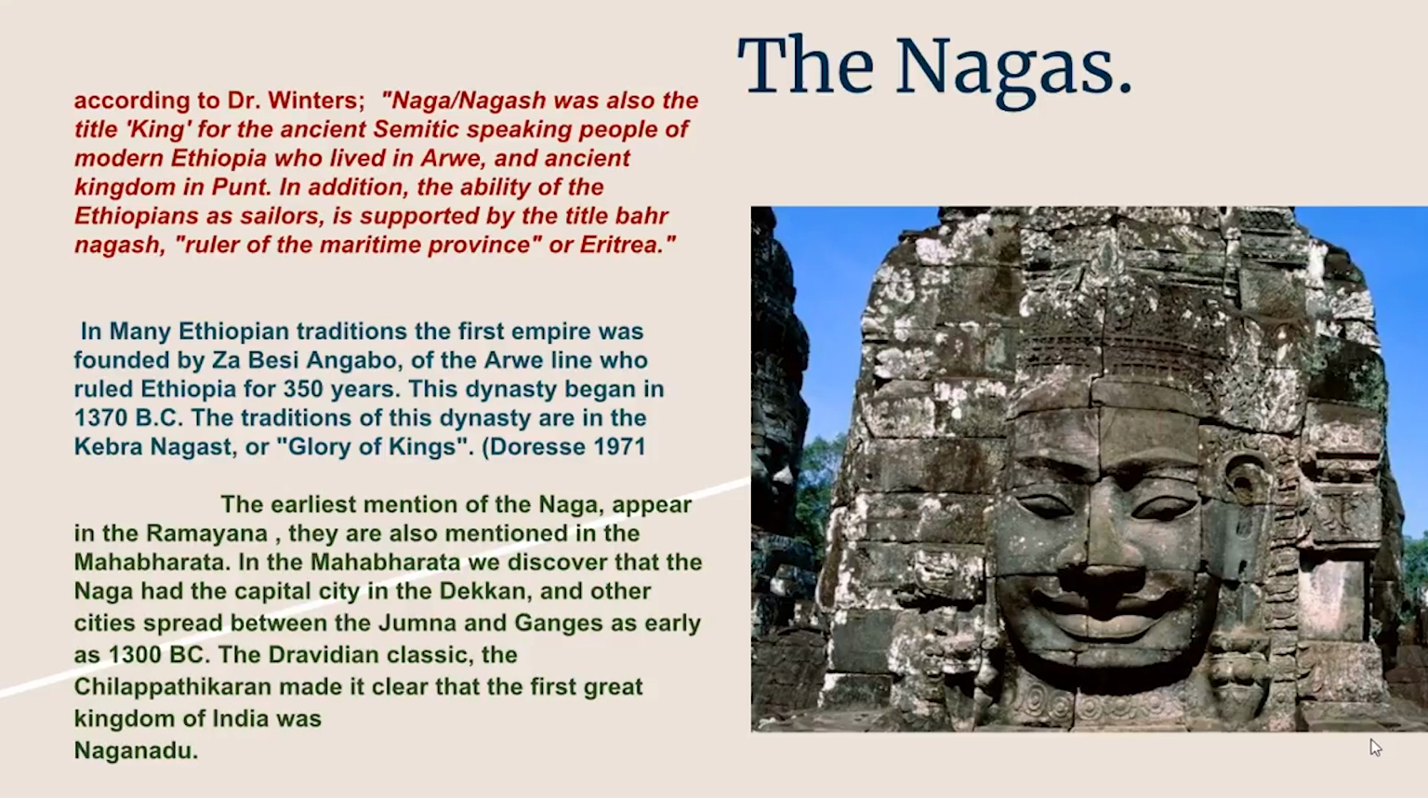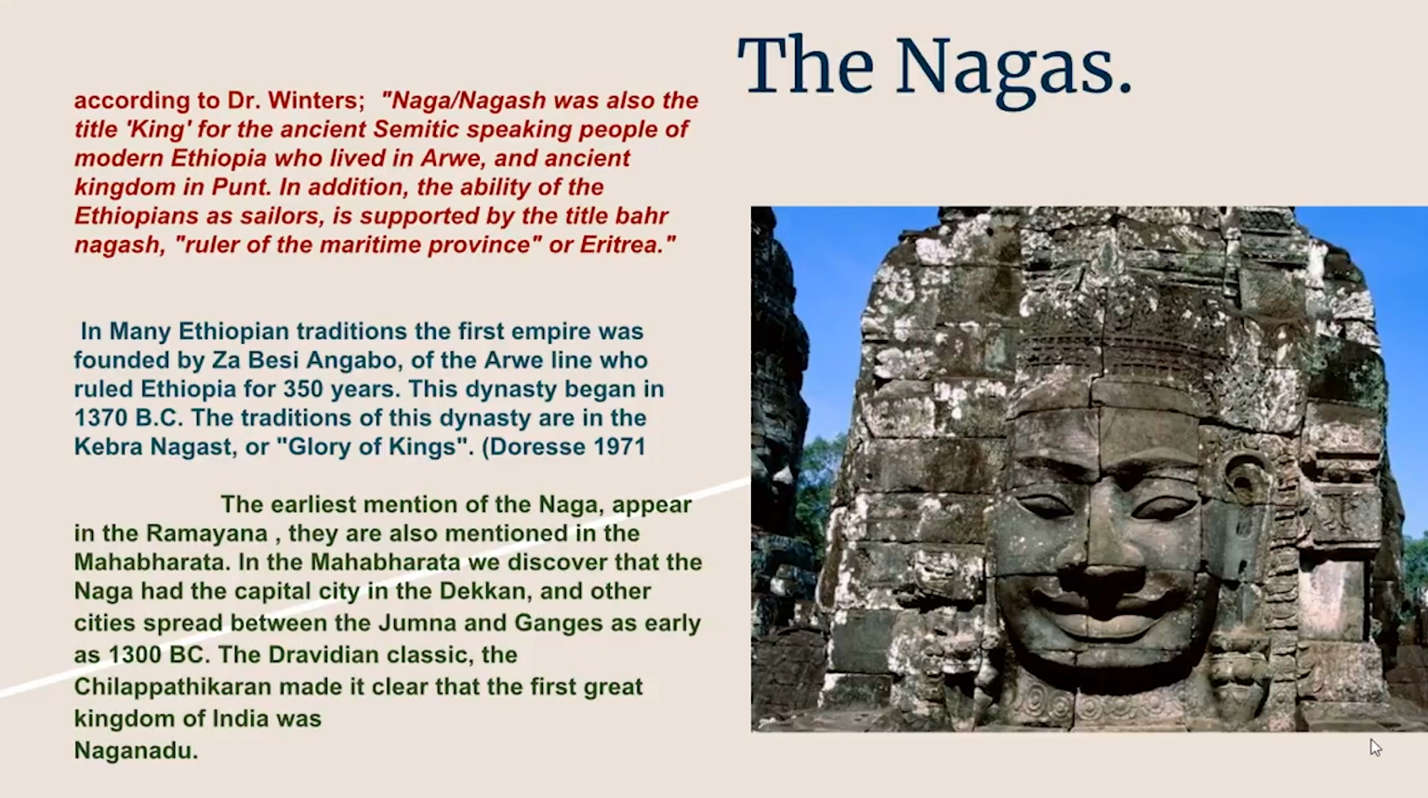In many Ethiopian traditions, the first empire was founded by Zas Bes Angabo of the Arwe line, who ruled Ethiopia for 350 years. This dynasty began in 1370 before Common Era. The traditions of this dynasty are in the Kebra Nagast, or Glory of the Kings. You can read Doris 1971.